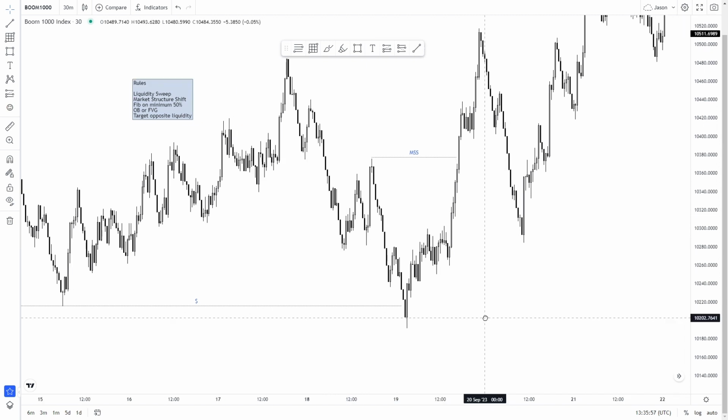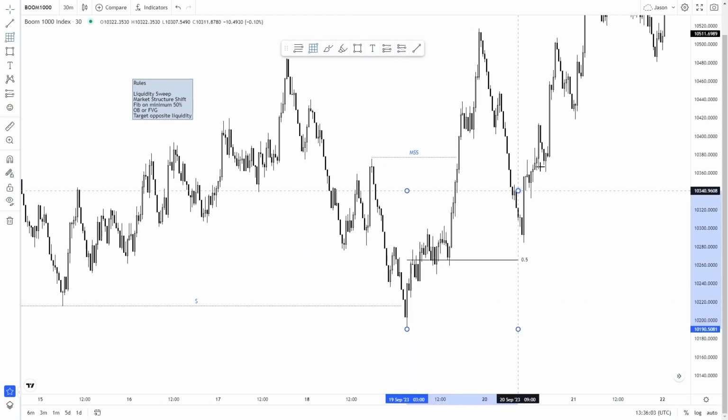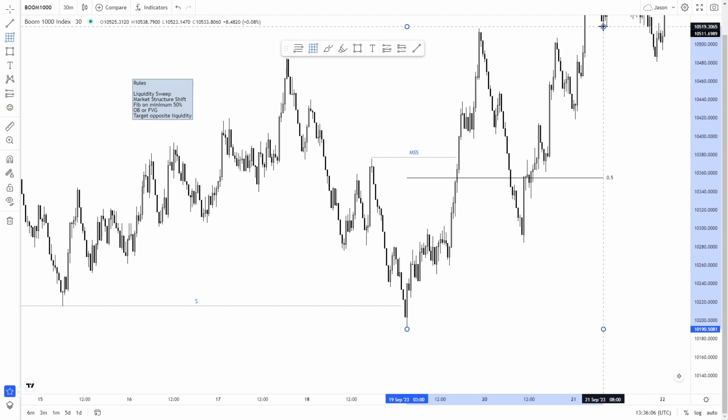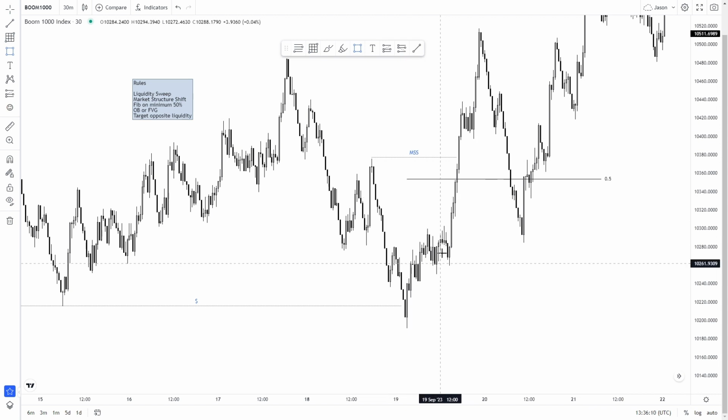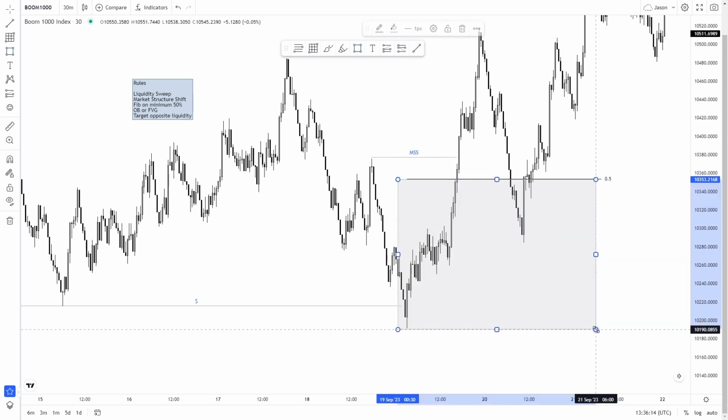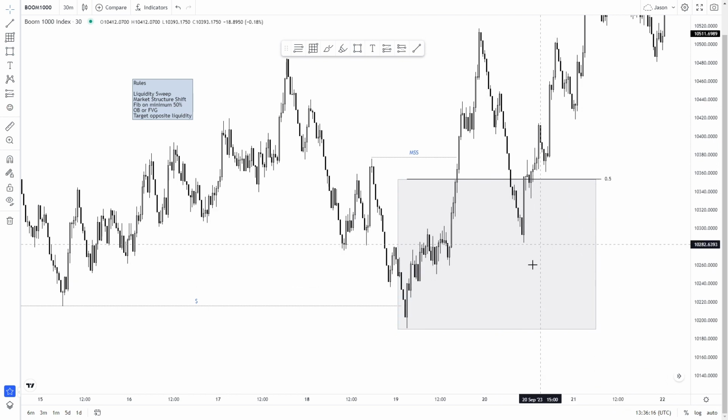Now what's our next rule? Our FIB needs to be below the 50%. So we are looking for trades from this area all the way down. So that's where we need to look for trades. Now, what do we look for? We look for a fair value gap or an order block.